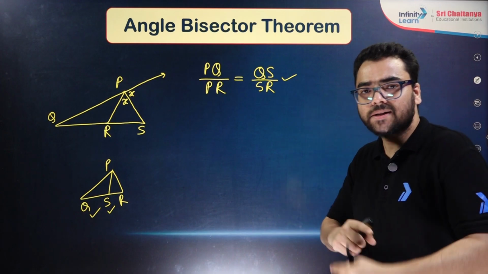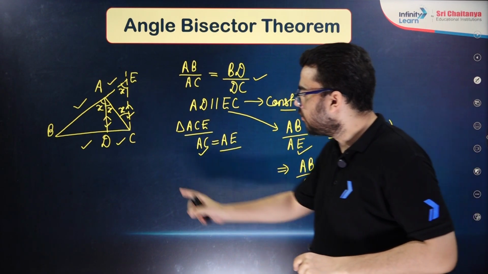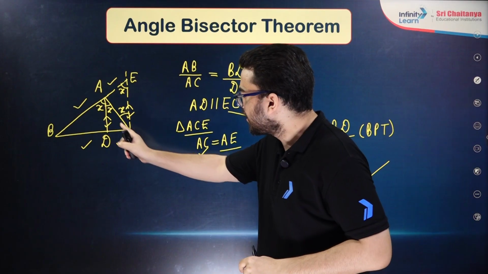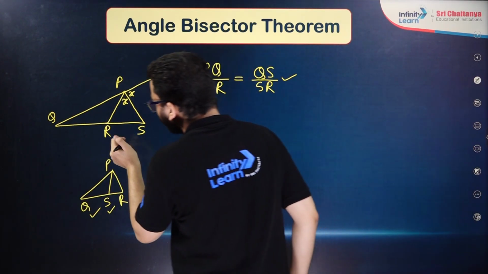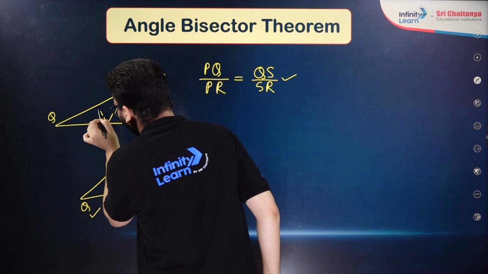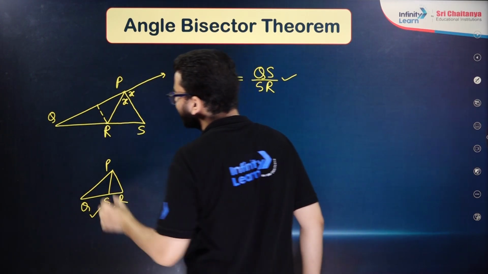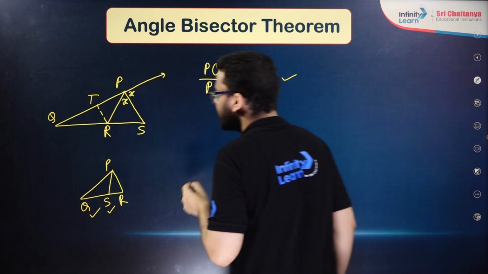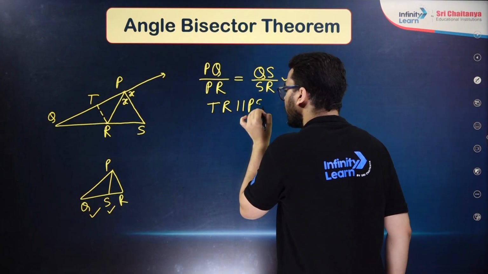Correct? Now the same type of construction over here is applicable. See, over here we made the line parallel outside the triangle. Over here we will make it parallel inside the triangle like this. Suppose this is point T. So what is the construction? TR parallel to PS.